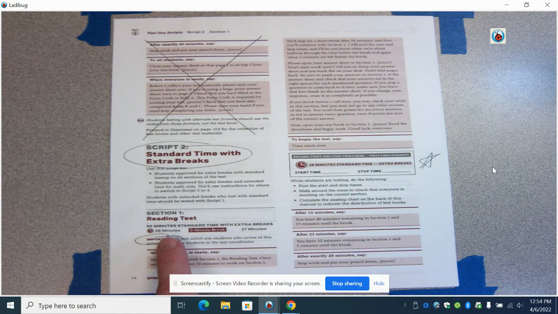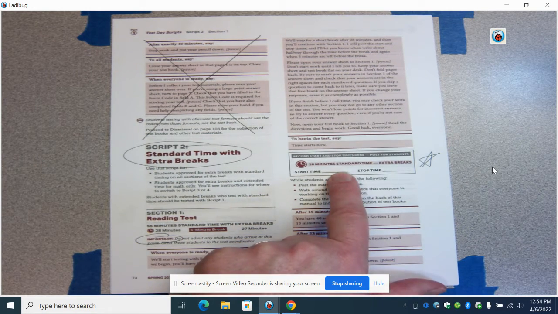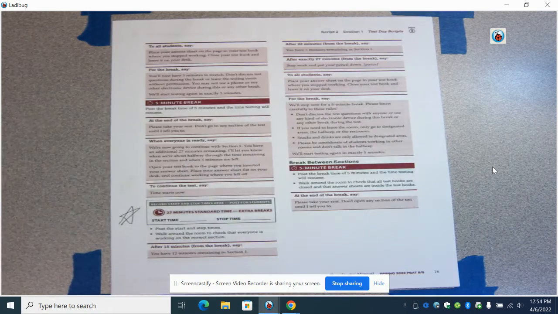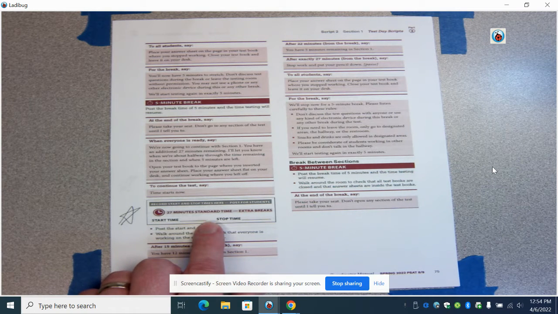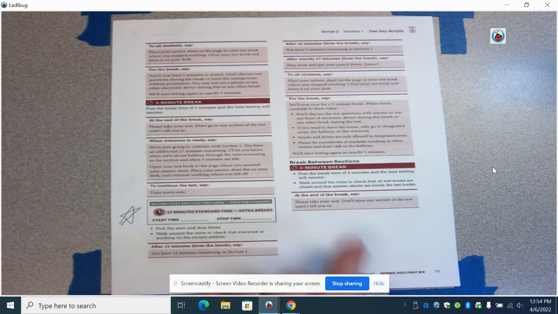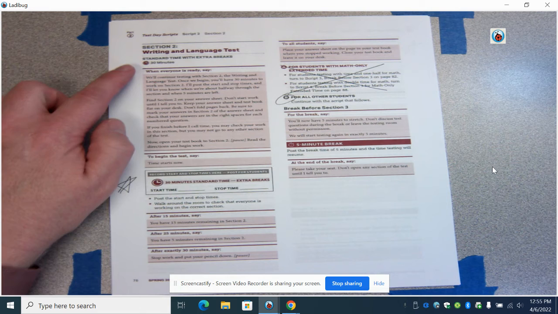So what you can see here is the reading test has been split, so there is an extra break built in. Because you have 2 exams, you've got a 28-minute section here and a 27-minute section here, 2 spots where you're going to record your start and stop times, and there's that extra break. So they build in the breaks, and that will continue like that throughout the test.